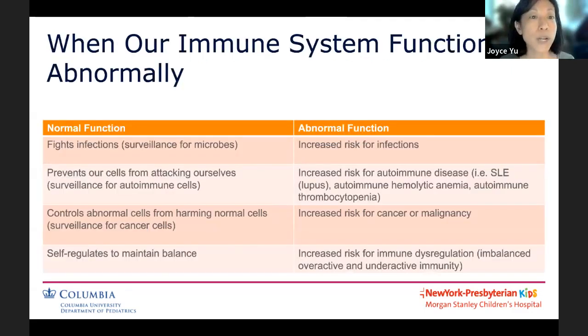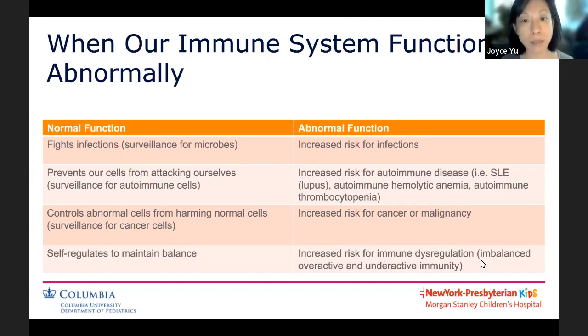So what happens when our immune system functions abnormally? As I mentioned before, normally we fight infections. When it doesn't work, we can't fight infections, and then we are at an increased risk for infections. If we can't prevent ourselves from attacking ourselves, then we end up with an increased risk for autoimmune disease, such as lupus, autoimmune thrombocytopenia, autoimmune hemolytic anemia. If we can't control our abnormal cells from harming our normal cells, then that puts us at increased risk for cancer or malignancies. And if our immune system cannot regulate itself to maintain its balance, then we are at increased risk for what we call immune dysregulation.